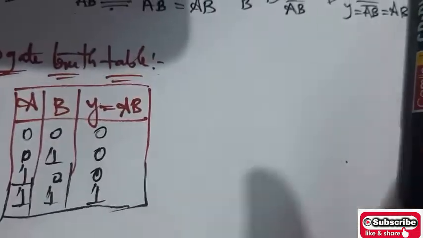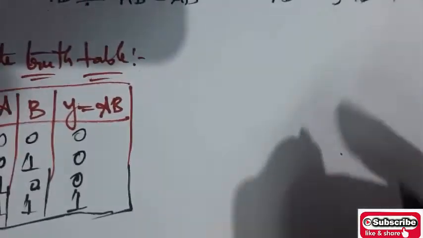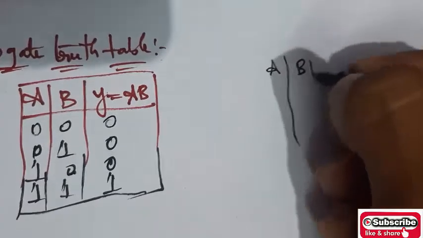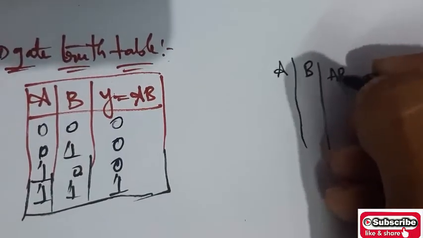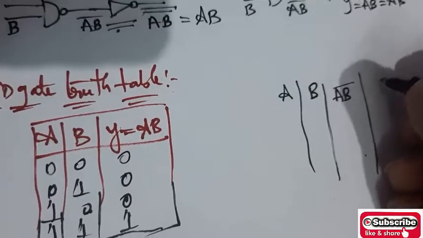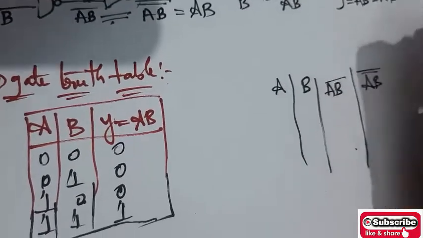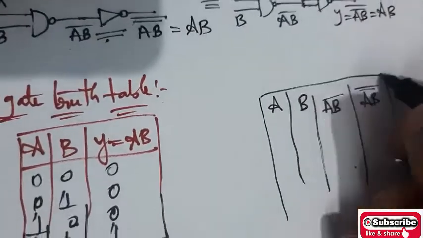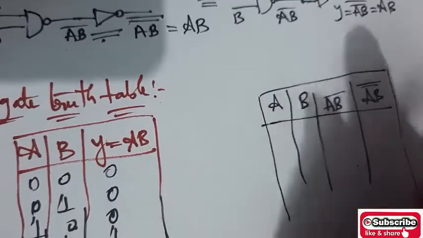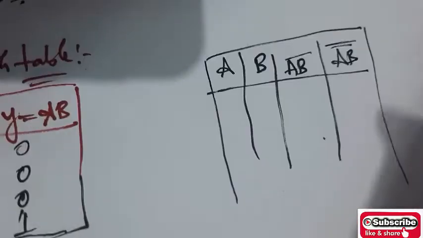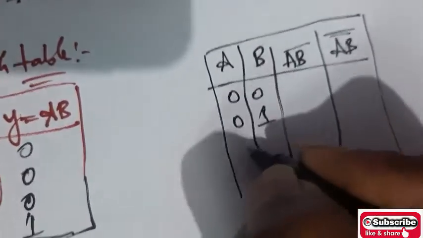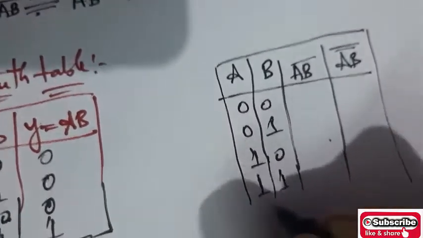Let's see our hardware truth table. That will be the input A, input B, A B bar, this will be the A B double bar, right? Here you can observe, for 2 input combination you will get the 4 output combinations. That will be 0 0, 0 1, 1 0, 1 1.